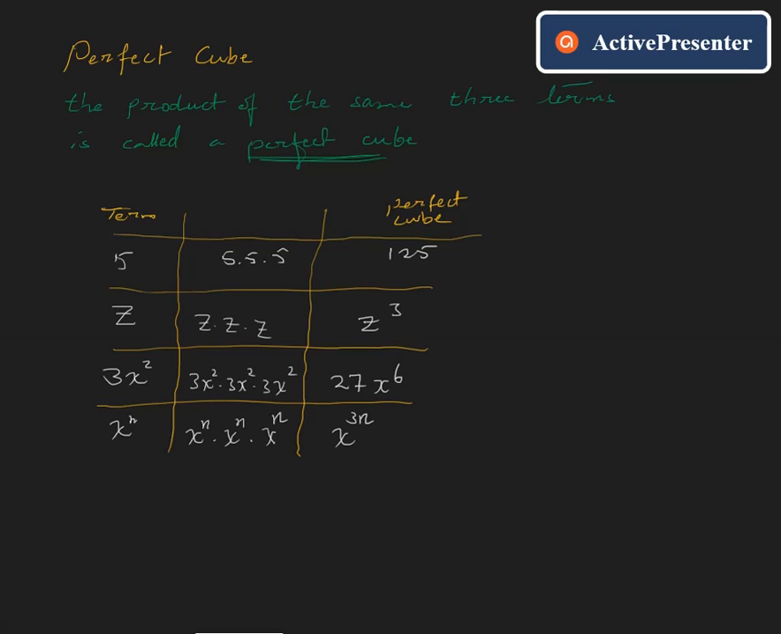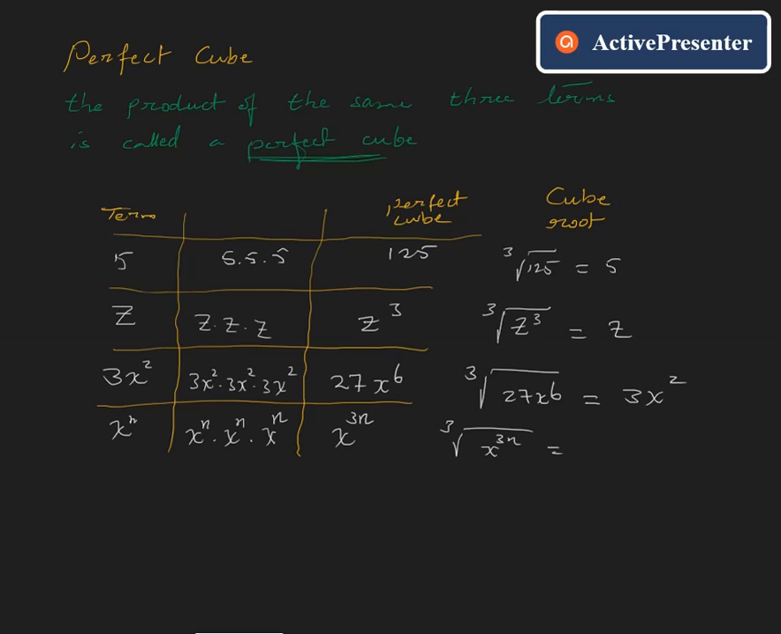Now, if you take the cube root of a perfect cube, you will get exactly the term. Let's say if we take the cube root of 125, this is equal to 5. The cube root of z cubed is z. The cube root of 27x to the power 6 is 3x squared. The cube root of x to the power 3n is x to the power n.